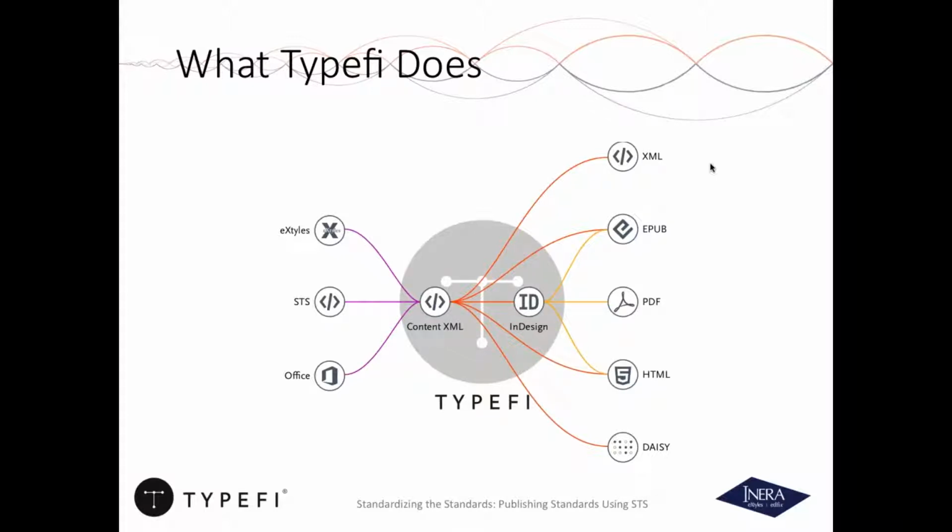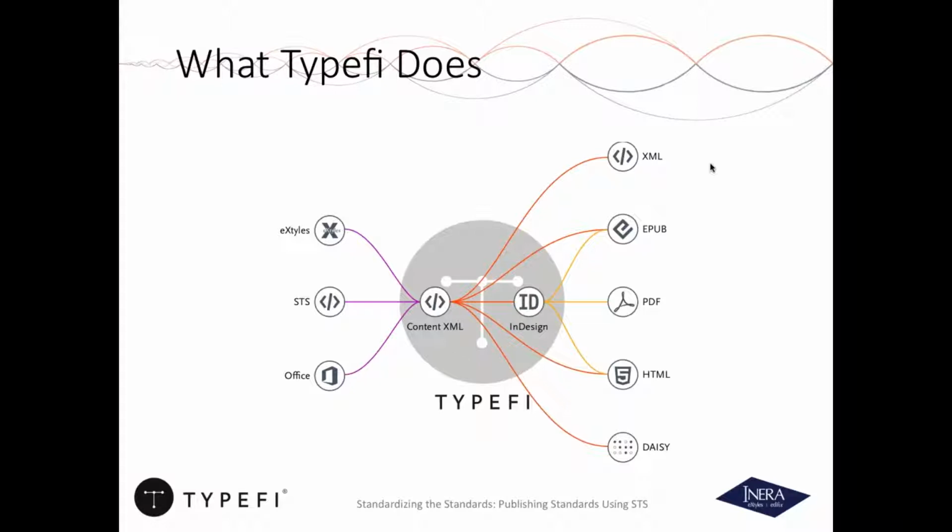So what Typify does is we can take various types of input files. We can take XML that's created using Xstyles. We could take STS XML created in whatever authoring platform. Or we could also take Microsoft Word or a variety of other authored documents. We then convert that input format to what we call content XML, which is an intermediary XML format that our system uses to produce all the different kinds of outputs that you might want.